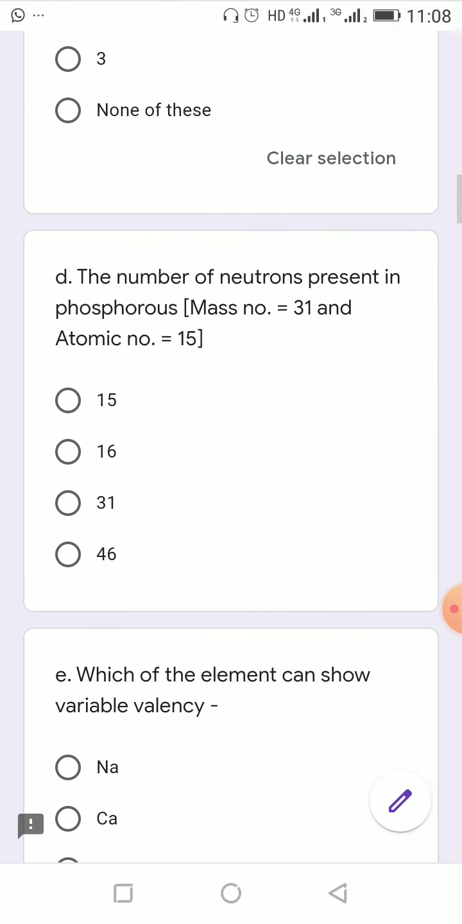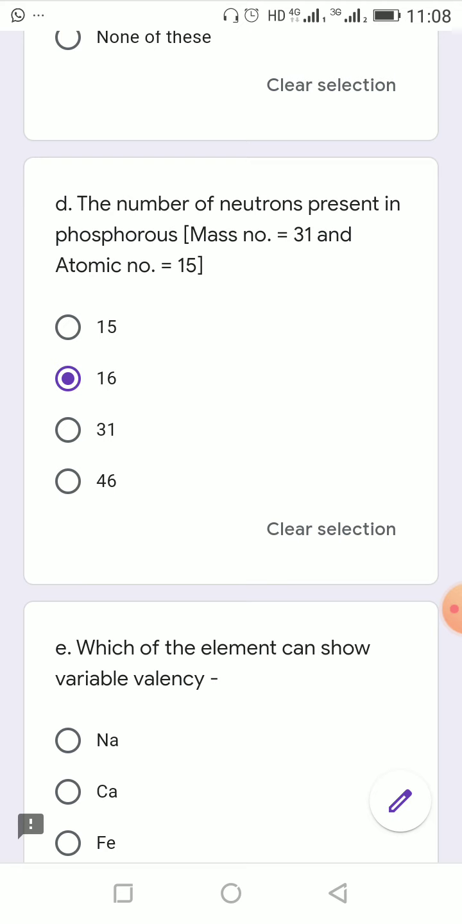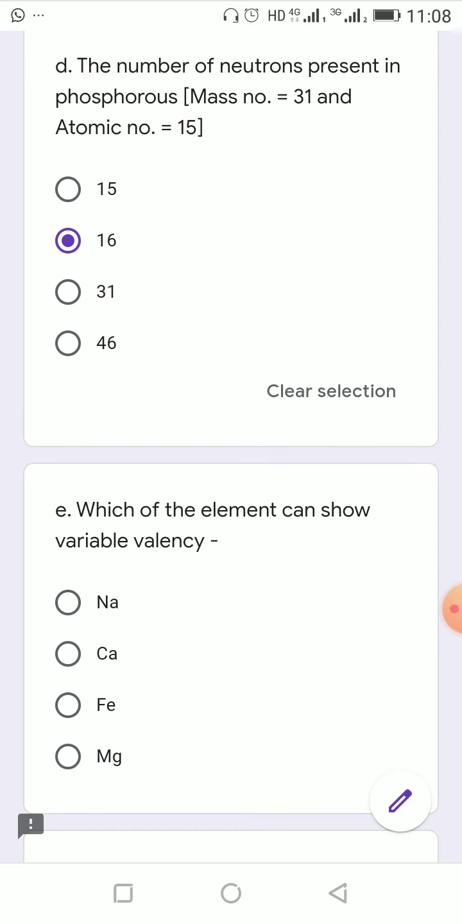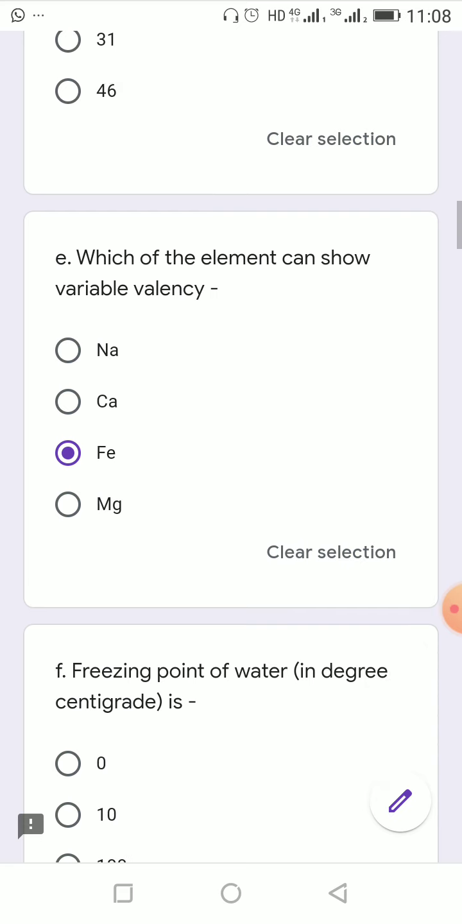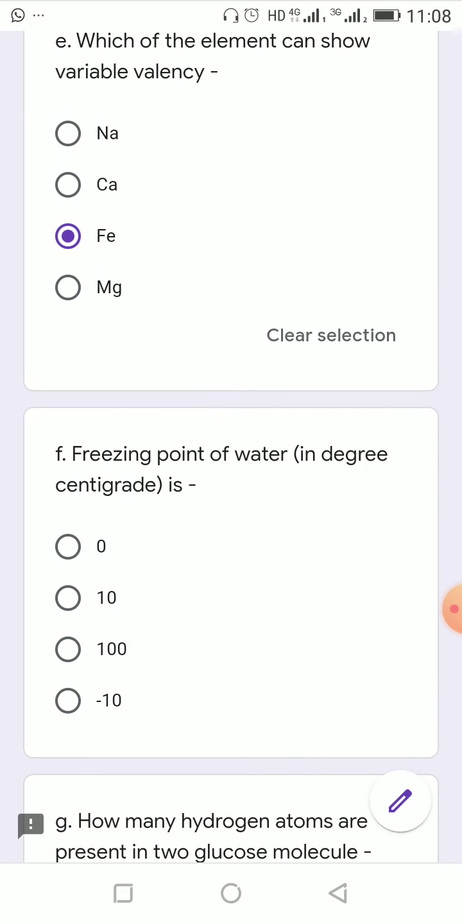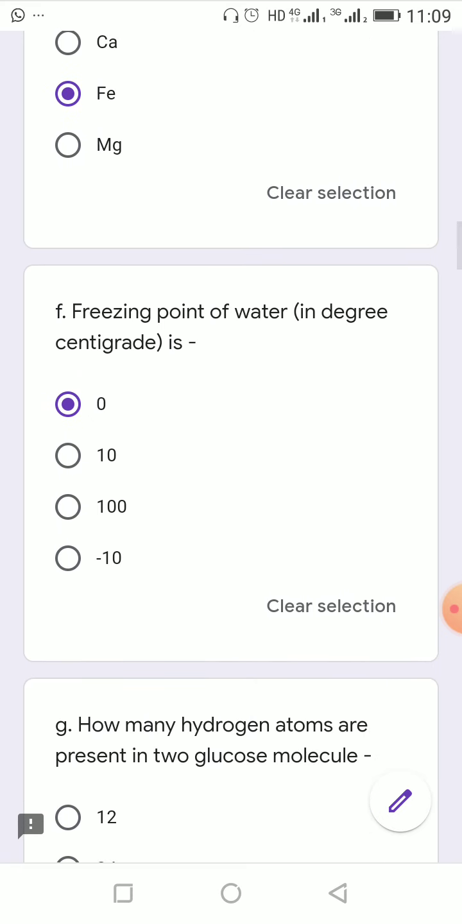The number of neutrons present in phosphorus, which has mass number 31 and atomic number 15, will be 31 minus 15, which is equal to 16. So 16 protons are present, 16 neutrons are present in phosphorus. Which of the elements can show variable valency? This will be iron. Freezing point of water in degree centigrade will be 0. 0 degree centigrade is the freezing point of water.